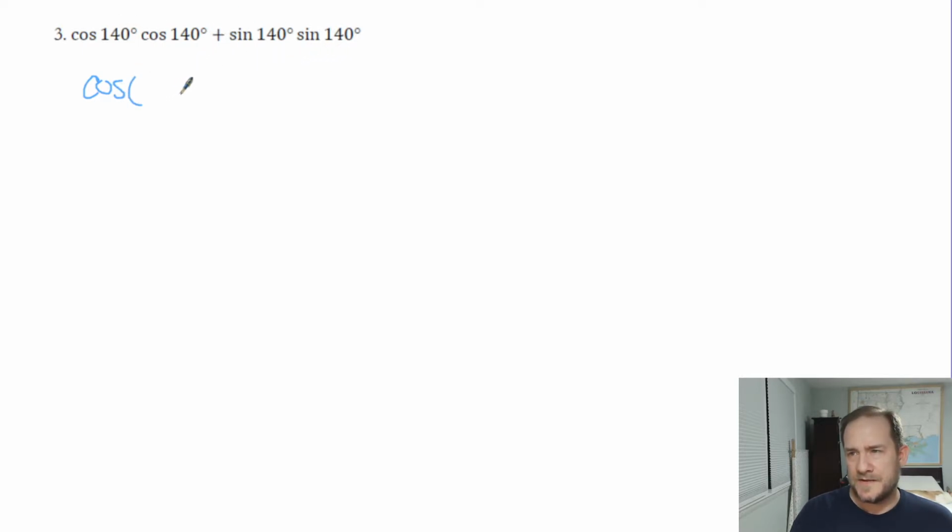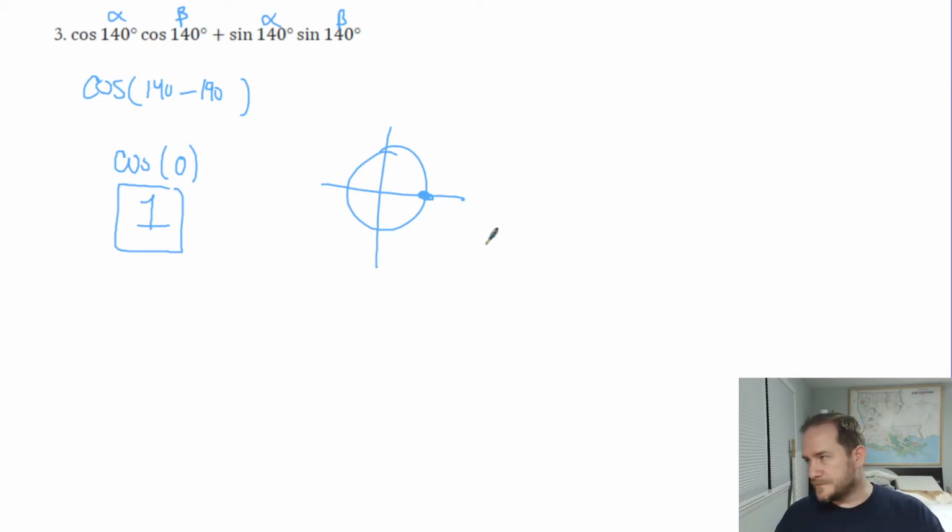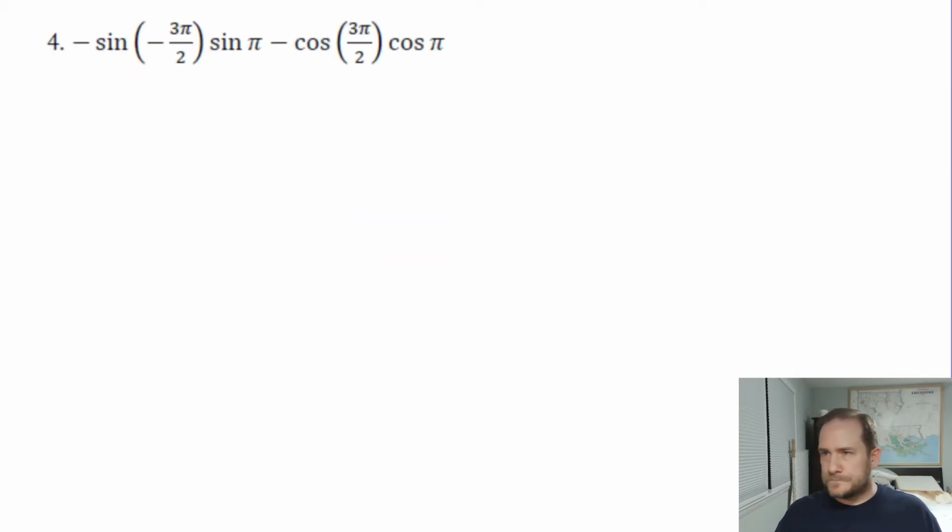The plus implies that it's the cosine of a difference. And that's alpha, that's beta. That's alpha, that's beta. So I guess we're doing 140 minus 140. So this expression should have the same value as the cosine of 0. 0 just being right here. So that should be 1, because cosine is the x-coordinate. So that guy's doable, even if it's a little different.